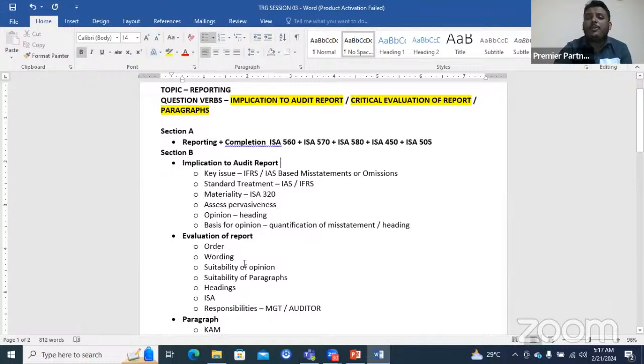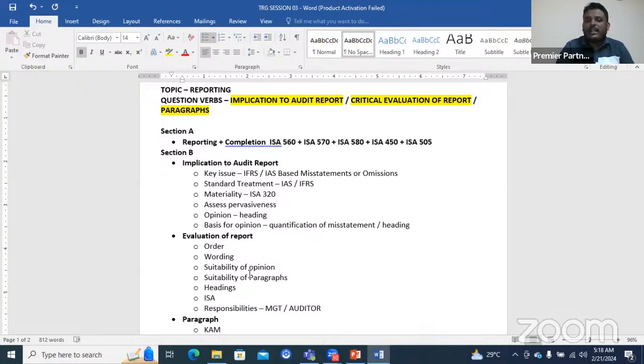opinion. You should see whatever opinion is provided in the given report, is that suitable? Whether that opinion is suitable or not, you should see. And suitability of the paragraphs. Suppose they include paragraphs in the audit report, whether those paragraphs are suitable or not, you should see. For example, take the emphasis of matter paragraph. What is the emphasis of matter paragraph? ISA 706 speaks about the emphasis of matter paragraph. Under emphasis of matter paragraph, whatever matters are correctly accounted for and correctly disclosed in the financial statement, but still the auditor needs to communicate that matter to shareholders, then only we can include it under emphasis of matter paragraph.